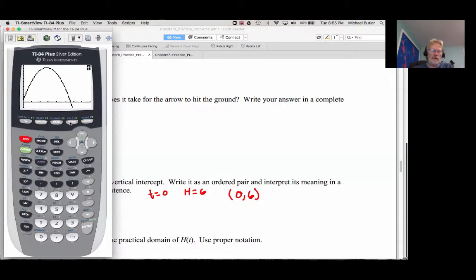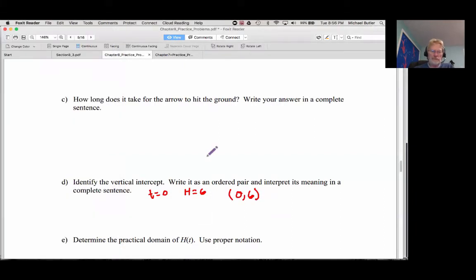We need to know how long until it hit the ground, right? So we're going to go second, calc, number 5 for intersect. And then we'll scroll on down to the intersection point we're looking for here. And we'll say first curve, second curve, best guess. And it looks like about 5.69 seconds we hit the ground, right? So how long does it take until it hits the ground? 5.69 seconds, it looks like.